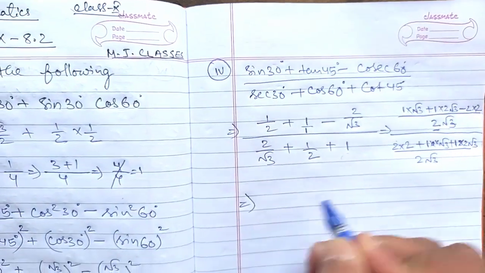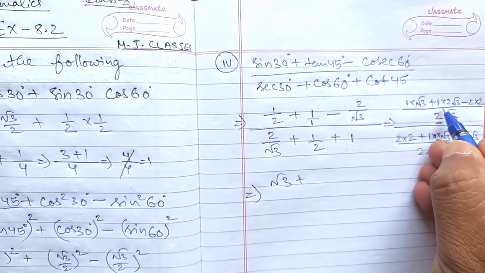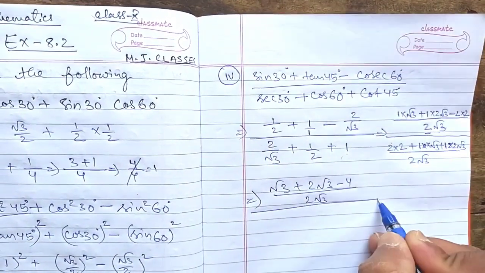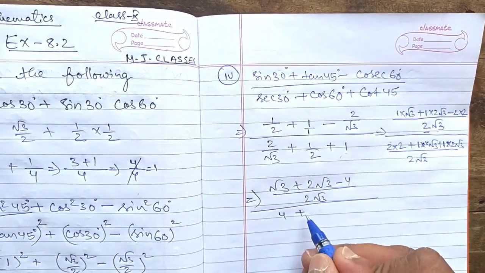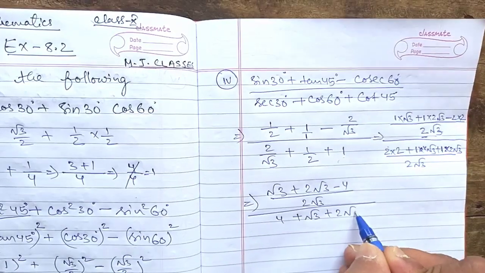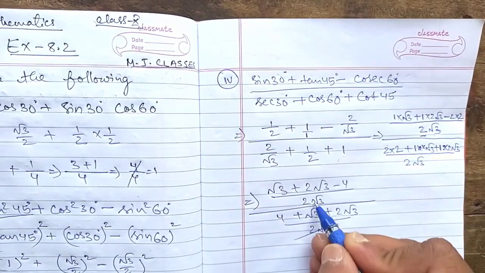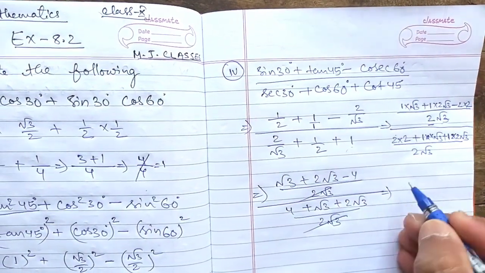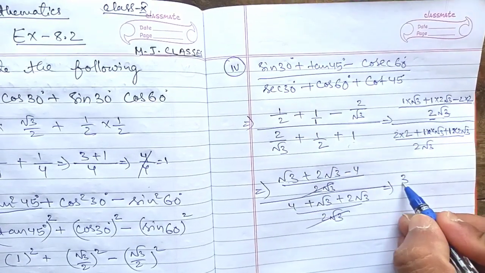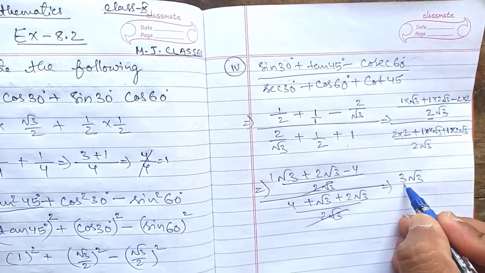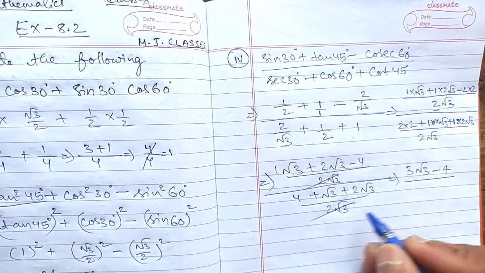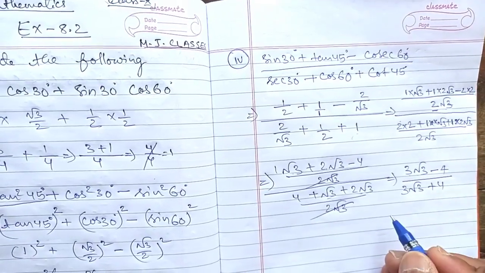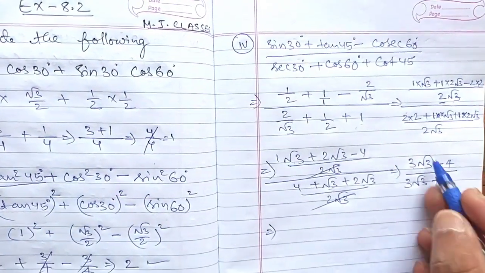Okay. Now root 3 plus 2 root 3 minus 4 divided by 2 root 3, whole divided by 4 plus root 3 plus 2 root 3 divided by 2 root 3. 2 root 3 cancels. Okay. Now here we will get in the numerator root 3, 2 root 3 plus root 3 is 3 root 3. 1 plus 2 is 3. So 3 root 3 minus 4 divided by, add these two, 3 root 3 plus 4. Okay. So this is the value we got at last finally.